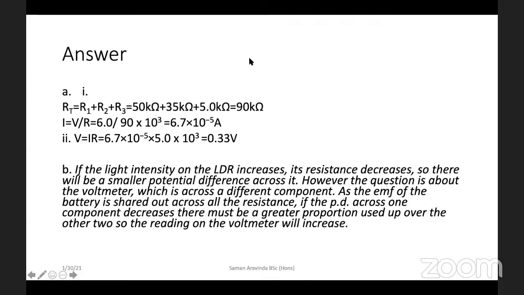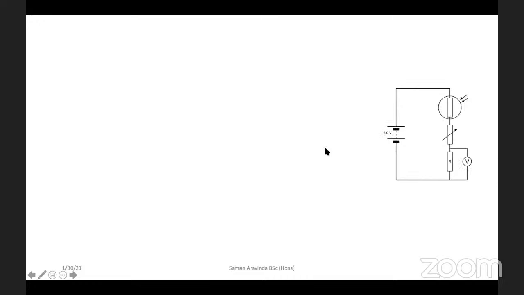Okay, done. Now what about the next one? For a certain application at a particular light intensity, the potential difference across R needs to be 0.75 volts. The resistance of the LDR at this intensity is 5 kilo ohms. Calculate the required resistance of the variable resistor in this situation. Use the potential divider method, don't use the current method.